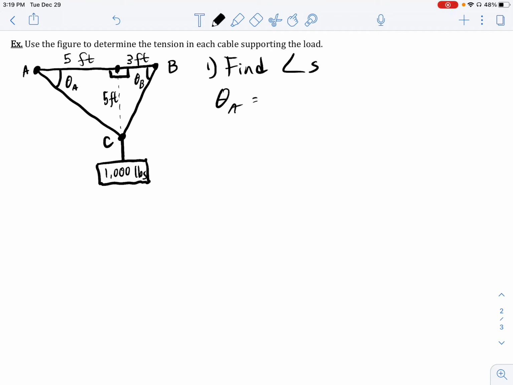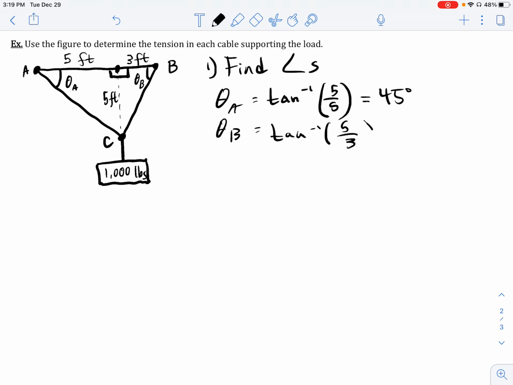We can say that theta A is the inverse tangent of my opposite over my adjacent, or 5 over 5. And we don't need a calculator to know that this is going to then be 45 degrees, right? When our opposite is equal to my adjacent, then we have a 45-degree angle. Theta B would then be the arctangent, this time of 5 over 3. And this one we probably do want to punch into our calculator. We will get 59.036 degrees. So we've just found our angles.